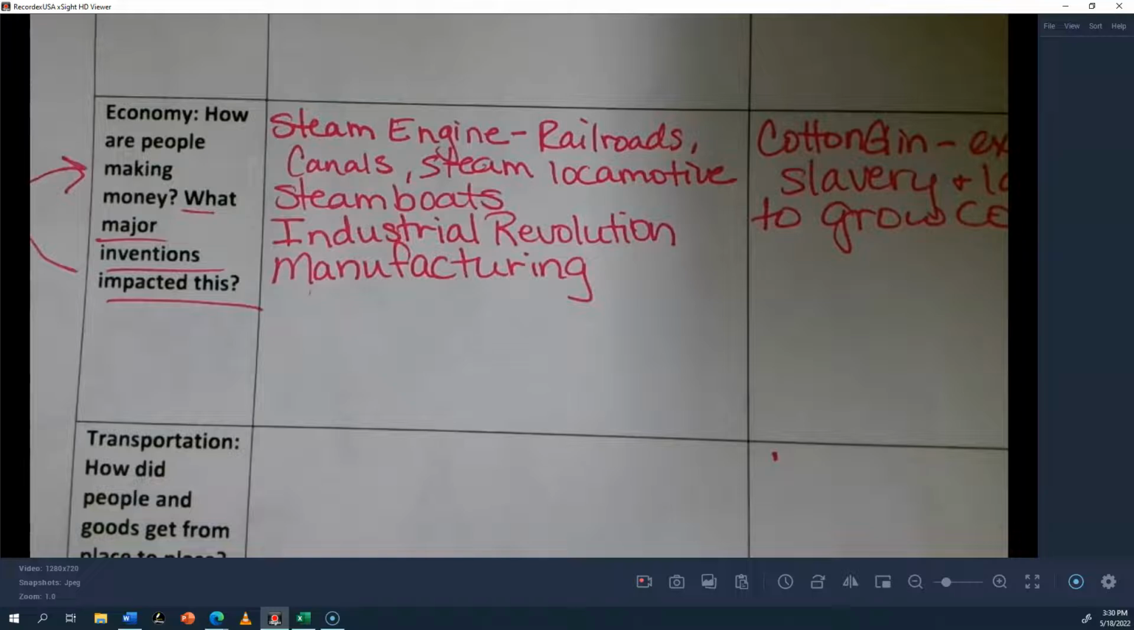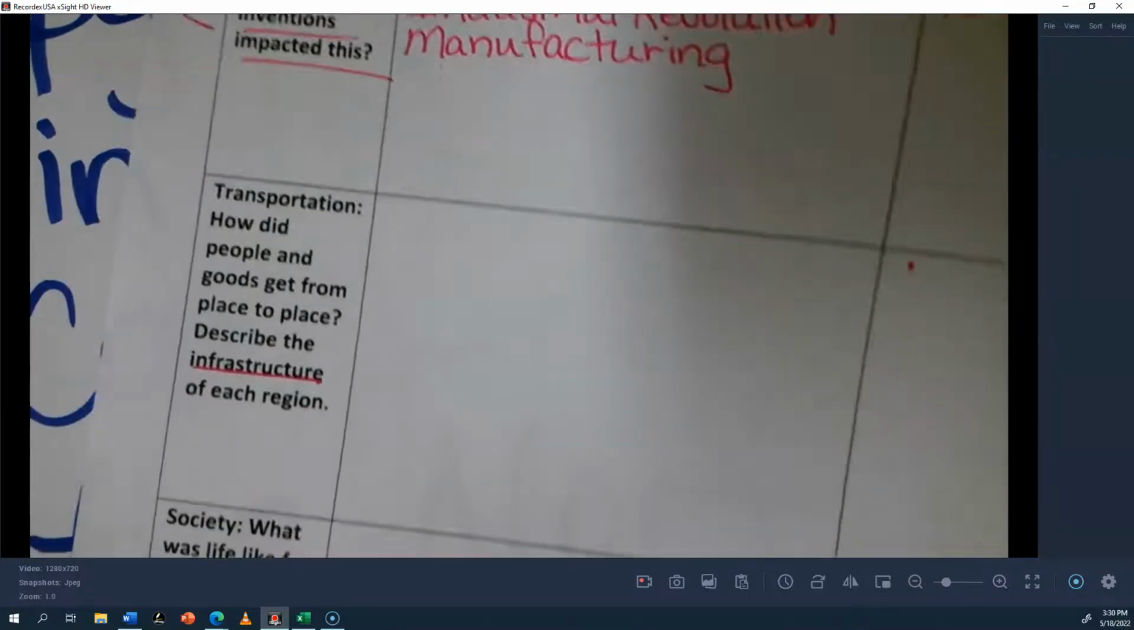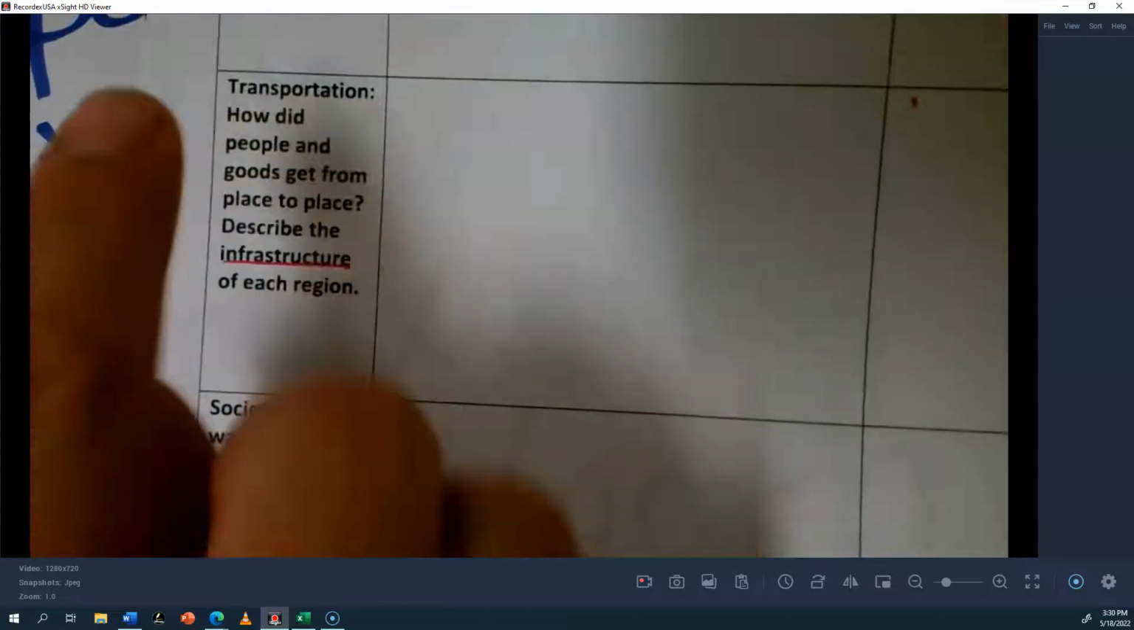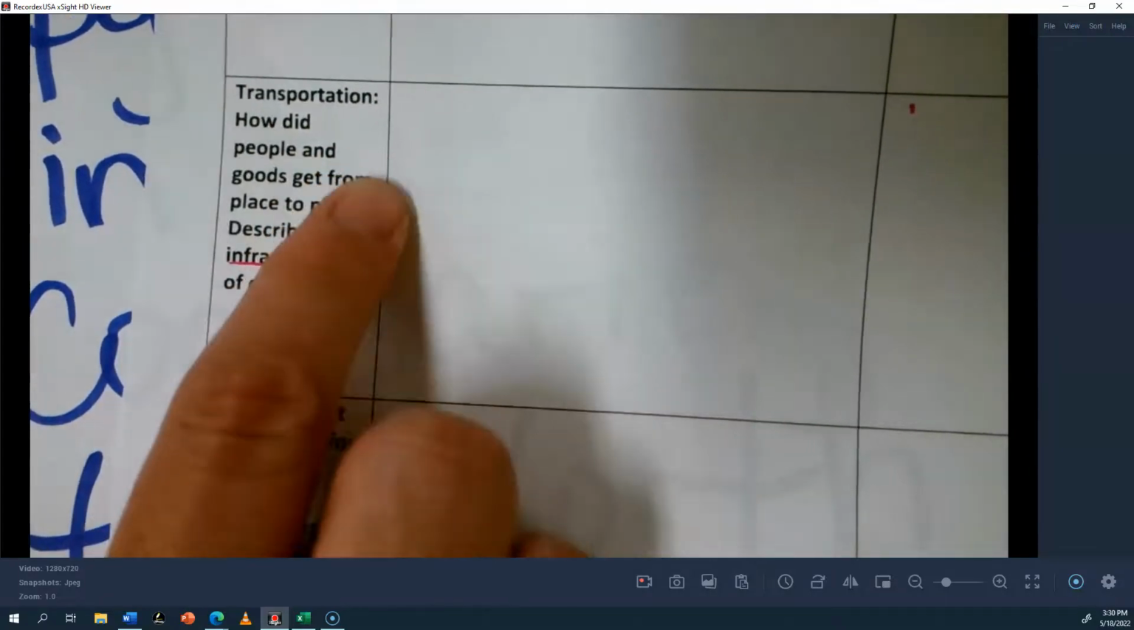Okay? Got two more categories, or one more category. No, we got two. Sorry. Transportation.